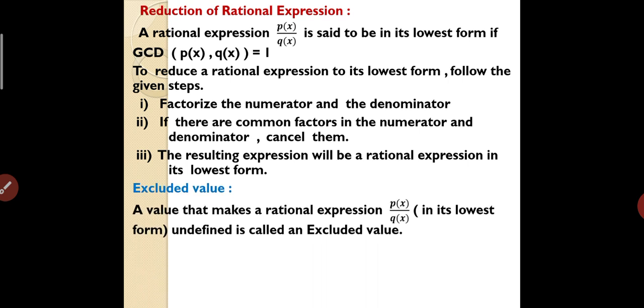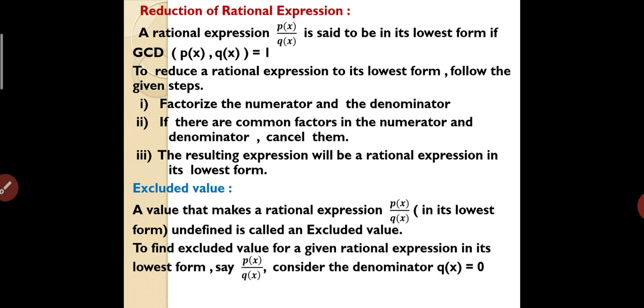Excluded value. A value that makes the rational expression, that is p of x divided by q of x, in its lowest form undefined, is called an excluded value. We are converting to the lowest form now children. After that, if a value makes that rational expression undefined, such a value is called an excluded value.